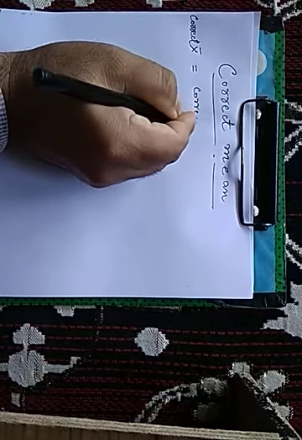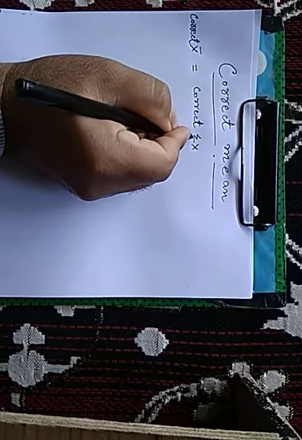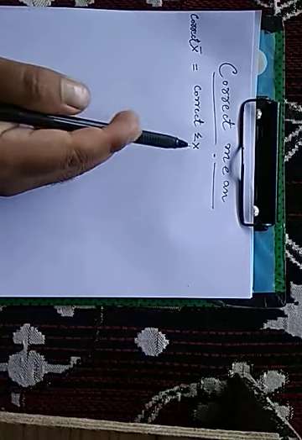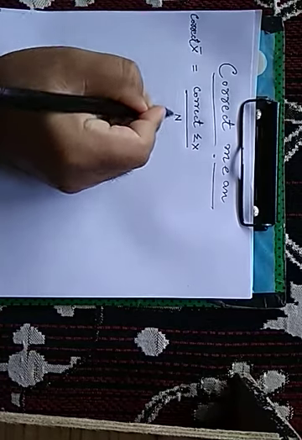To correct it, we use the formula of correct mean. The formula is correct mean, or we can say correct arithmetic mean, is equal to correct sigma x, where sigma x means the sum of x values, where x is a variable having different values, divided by n, total number of observations, or total number of items in a given series.